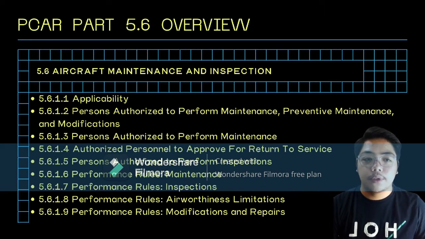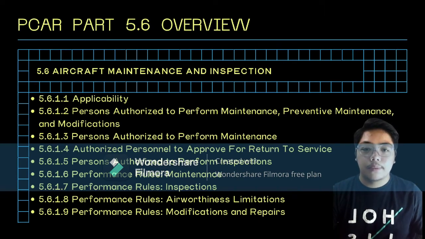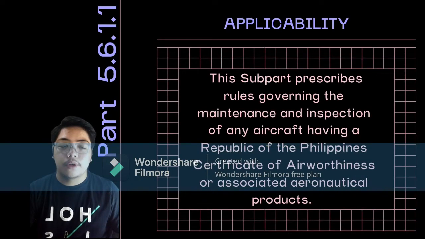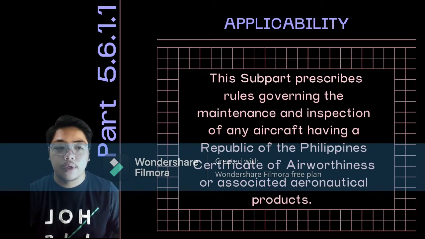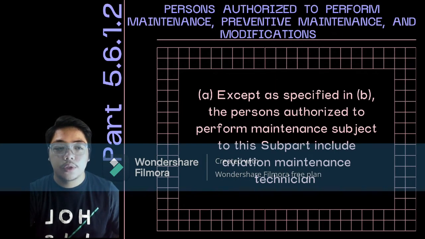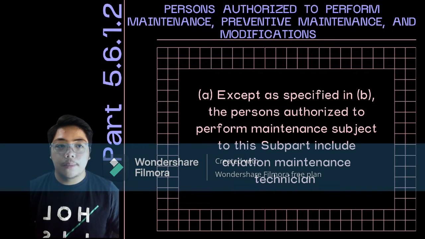PCAR Part 5.6 is all about aircraft maintenance and inspection. First, the applicability. This subpart prescribes rules governing the maintenance and inspection of any aircraft having a Republic of the Philippines Certificate of Airworthiness or associated aeronautical products. The next is persons authorized to perform maintenance, preventive maintenance, and modifications.